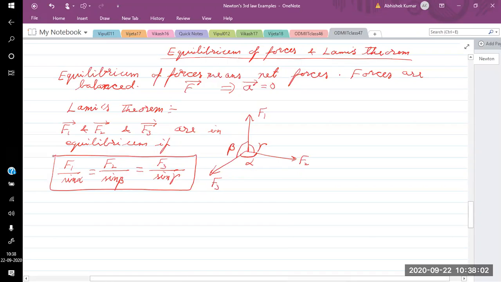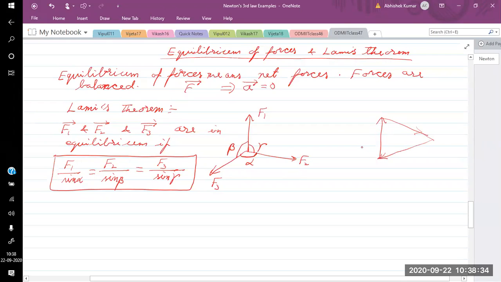And from where is this coming? This is coming simply from two concepts. One is the triangle law of vector addition, or the vector addition law, plus the sine rule of properties of triangle. If we combine these two, then we are going to get this. So how do we relate this? If you displace these three forces and try to construct a triangle like this, with F1, F2, and F3.